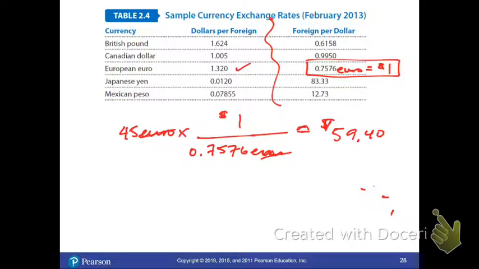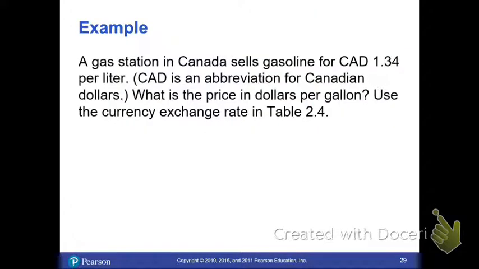All right. We're going to end by having you do this example on your own. A gas station in Canada sells gasoline for CAD 134. CAD is for Canadian dollars. So the Canadian dollar price is 134. What is the price in dollars per gallon? You're going to use the exchange rates from the table before to figure out how we would do this problem.